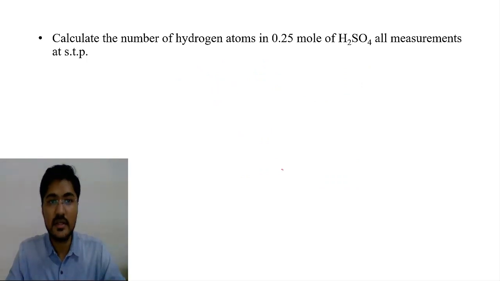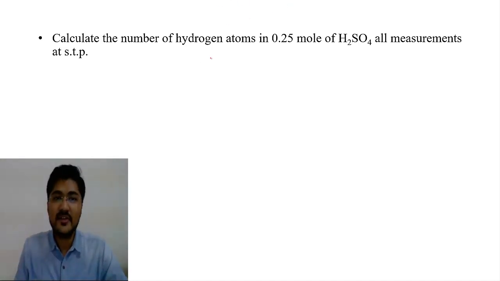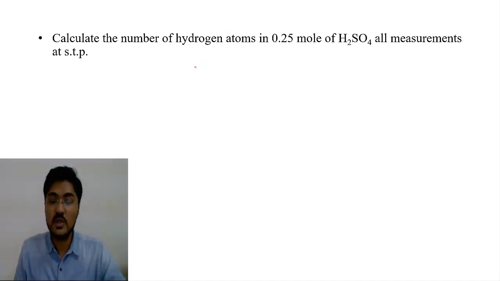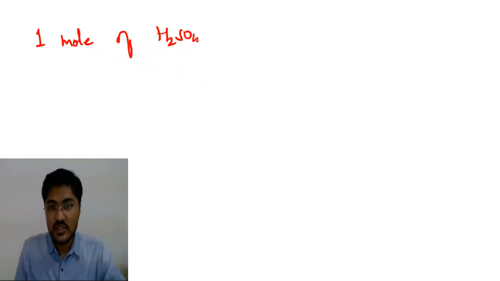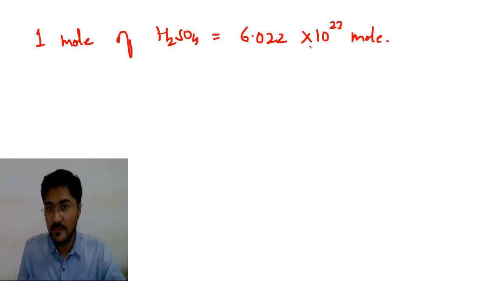Calculate the number of hydrogen atoms in 0.25 moles of H2SO4, all measurements at s.t.p. Now it's a bit tricky question because now 0.25 moles of H2SO4 is given, in which we are supposed to find the number of hydrogen atoms. So 1 mole of H2SO4 will contain 6.022 into 10 raised to 23 molecules, and we already know this.